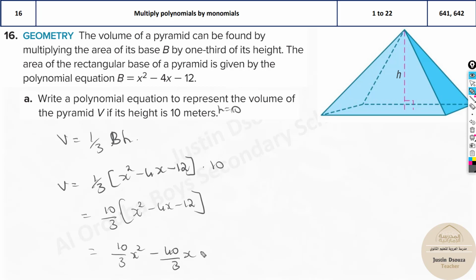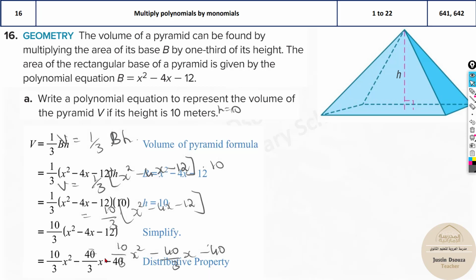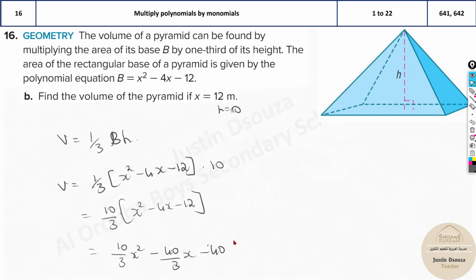And lastly, we have here 3, 1 time, 3, 4 times 10 is minus 40. That's it. That's the answer. So this is the simplified version. And this is question number A. Let's just see whether there's another question. Yeah, there's a question number B.